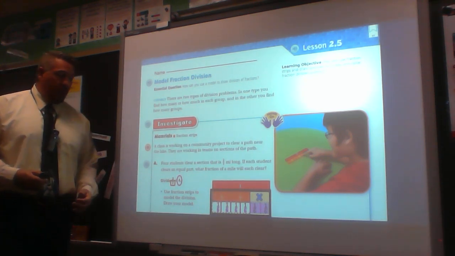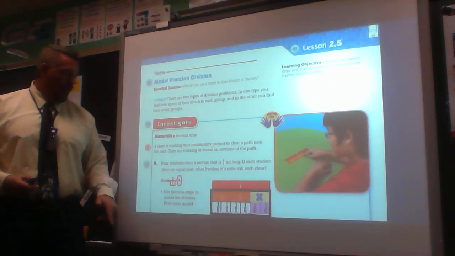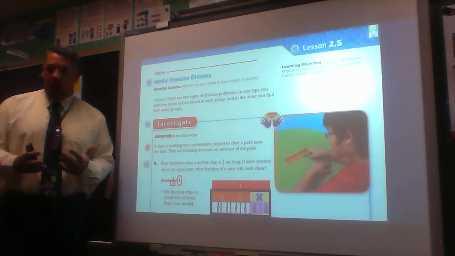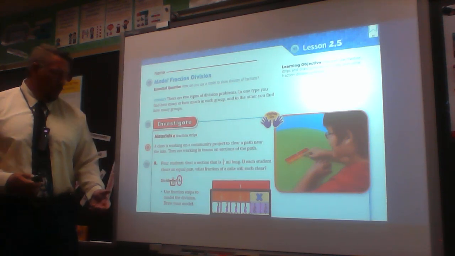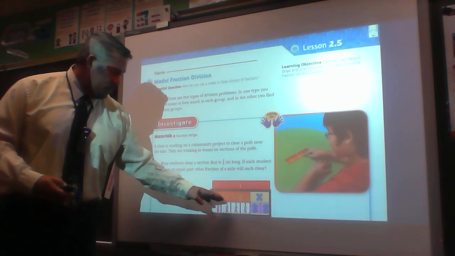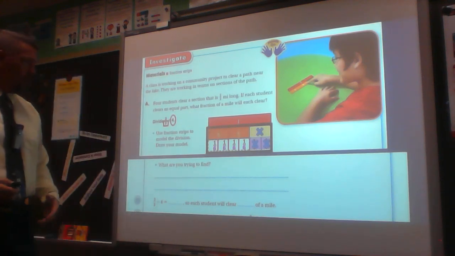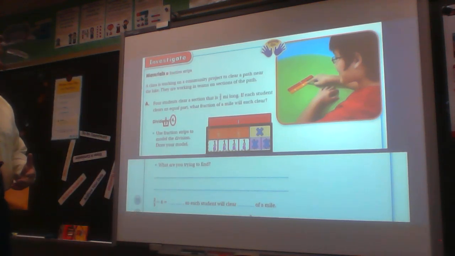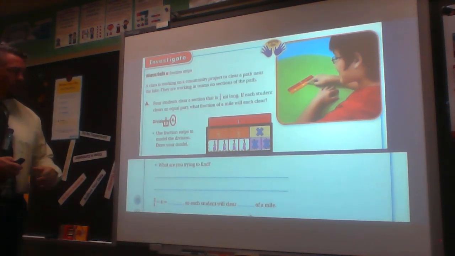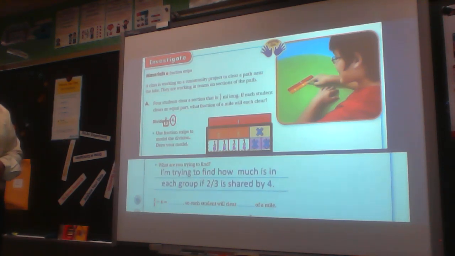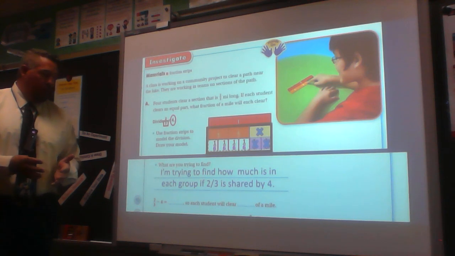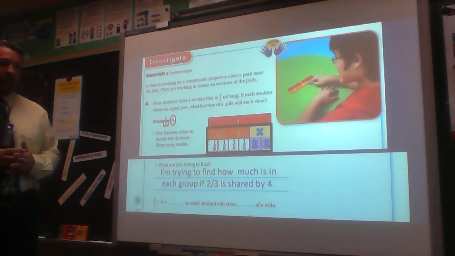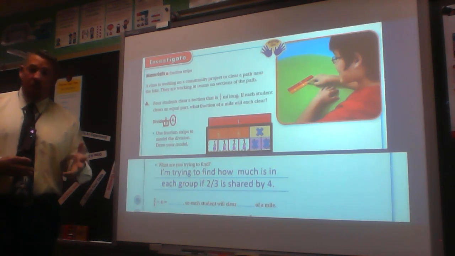So if I'm taking 2/3 and I'm dividing it into 4 equal groups, then what fraction do I have? Well, I have 1, 2, 3, 4 of those fractions. But what are we trying to find? That's the question that they ask you. So I'm trying to find how much is in each group of 2/3 if it is shared by 4 different people.